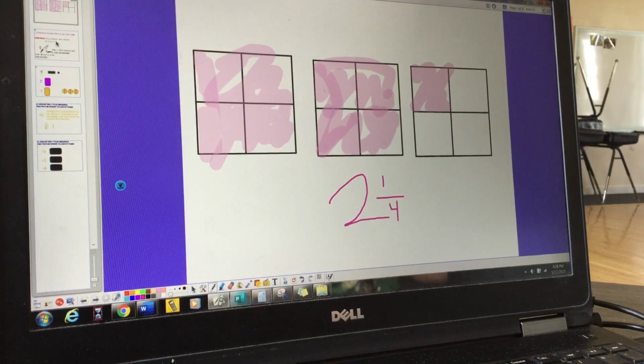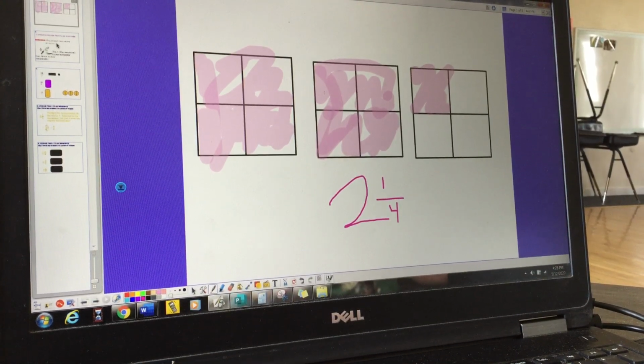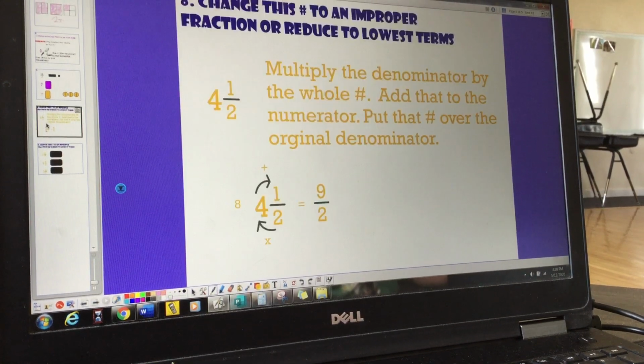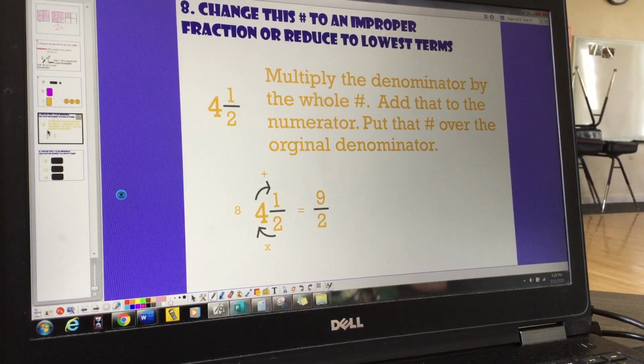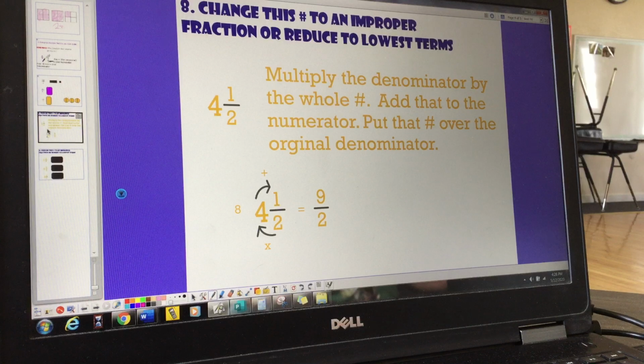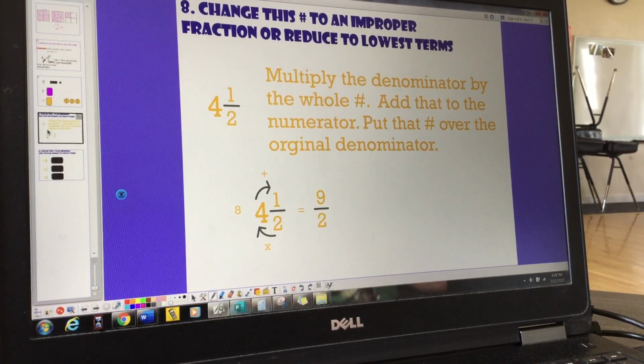Numbers 4 through 7, they want you to write the mixed number as an improper fraction. And you know how to do this. I know some of you are feeling like, oh my goodness, I have no idea what's going on. You do, we just haven't done this in a while. You've been doing this since, I want to say September, on Mountain Math. So this is directly from your math Bible, your Mountain Math Bible, your notes of glory.